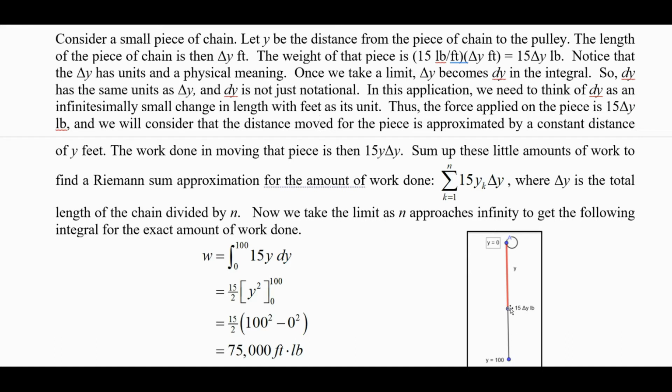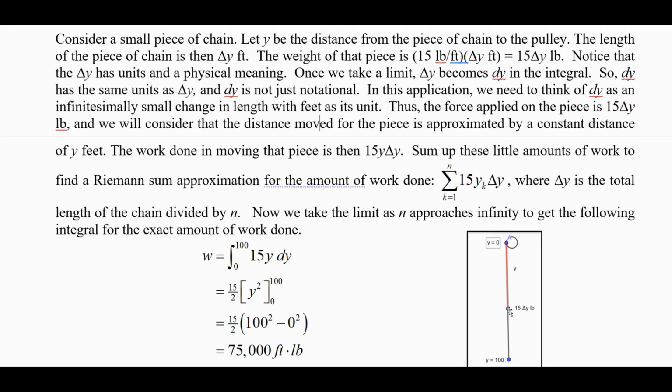And here's a little piece of it. Where is it? Well, it's a distance y from the top. Its length there is delta y. Of course, once we take the limit, the delta y becomes dy in the integral. Now, the weight of that piece is 15 pounds per foot times delta y feet.